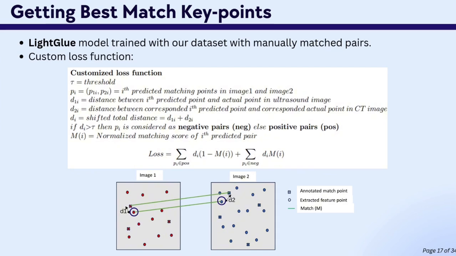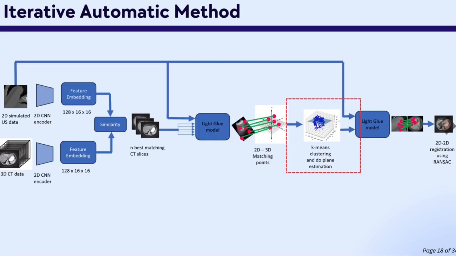This general loss formulation ensures that the model optimizes not only for accurate point prediction but also for meaningful correspondence between modalities. After training, the LightGlue model matches features, mapping 2D points from the ultrasound to their 3D counterparts in the CT volume. To handle ambiguities, where we have multiple 3D points mapped to a single 2D point, we use k-means clustering to select the most representative point.